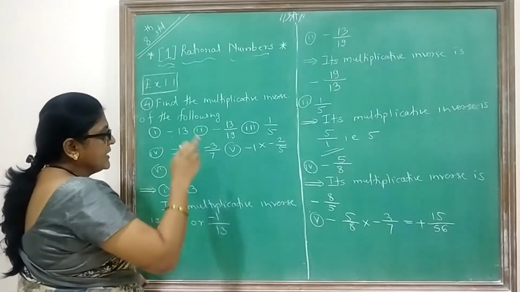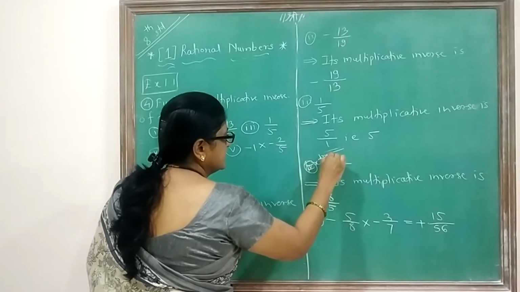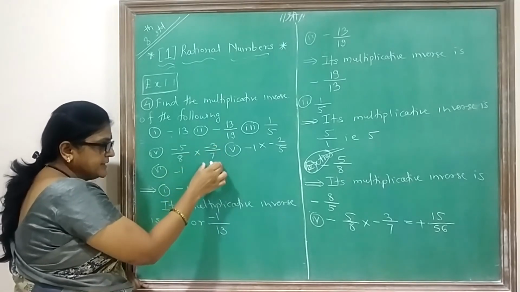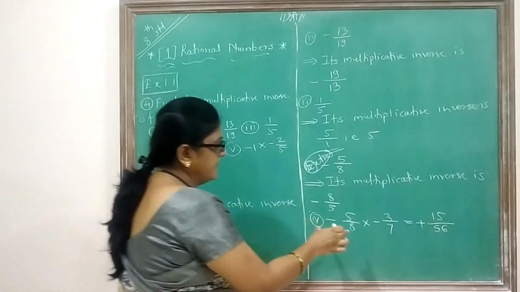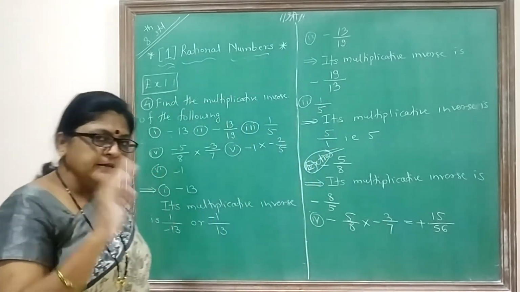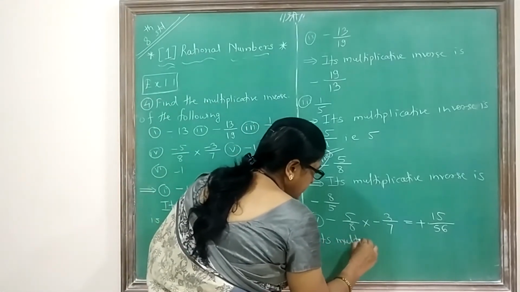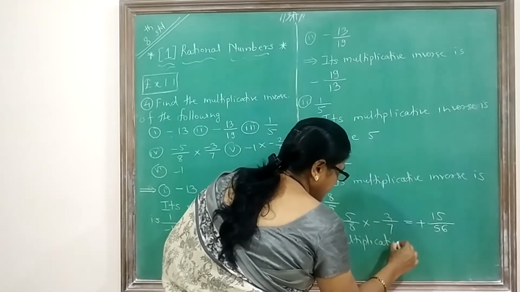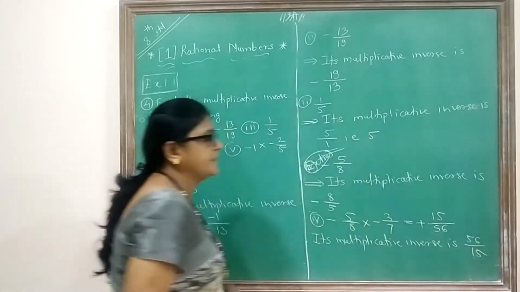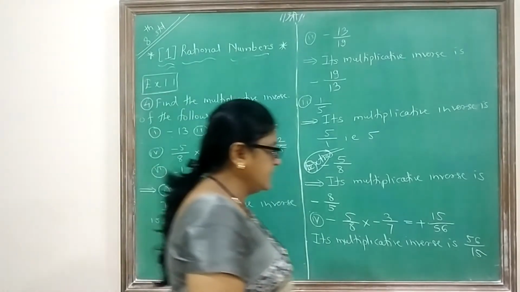Your extra example is minus 5 by 8 into minus 3 by 7. First you will multiply: minus minus is plus, 5 threes are 15, 8 sevens are 56. And then you will write its multiplicative inverse. Its multiplicative inverse is, sign is plus, 56 by 15. Then your next example.